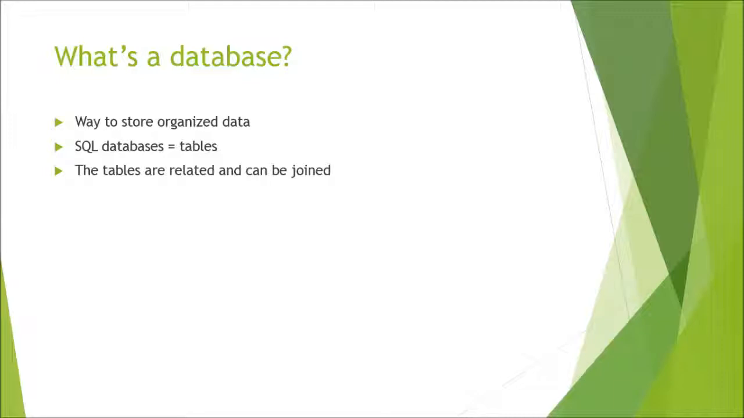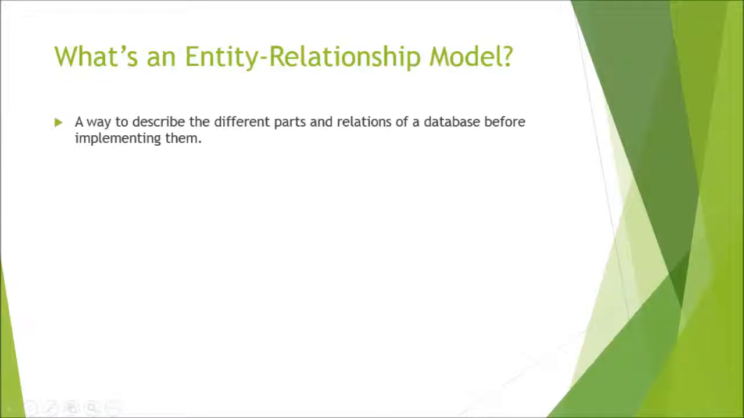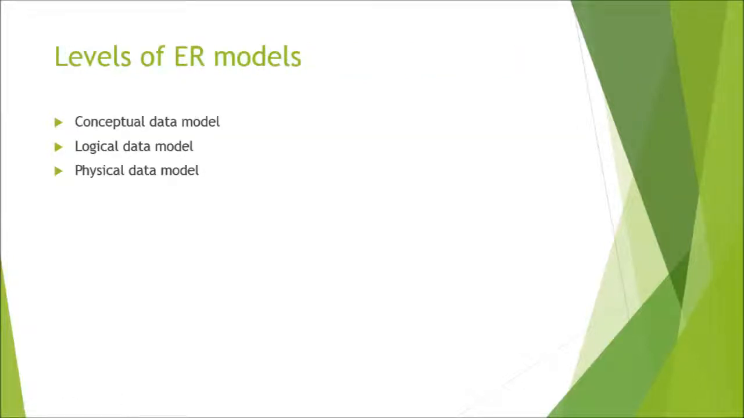So what is data modeling? Data modeling is the way to plan and organize the data before creating the table. Usually that's done with an ER diagram, a diagram describing the different parts and relations in an abstract way before implementing them in a database. There are three levels of ER models: conceptual data model, logical data model, and physical data model. The conceptual data model is the least detailed one, while the physical data model is the most detailed one.